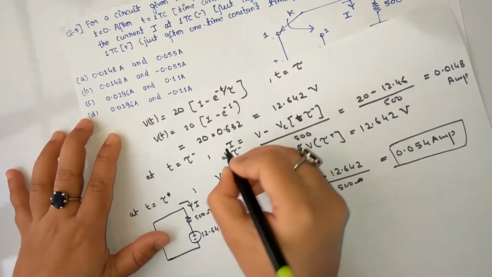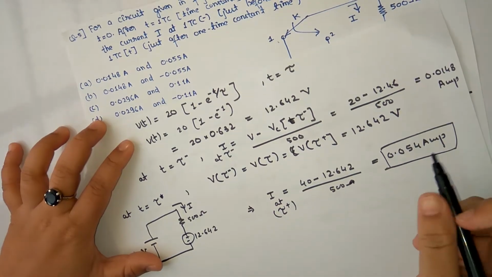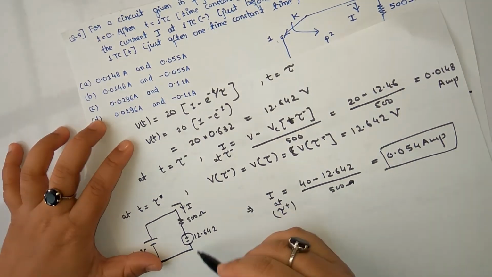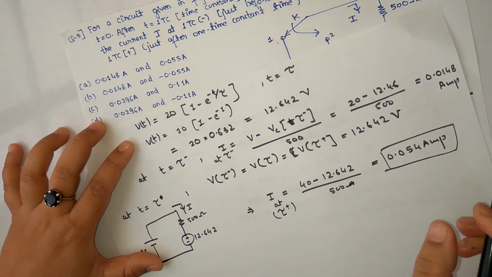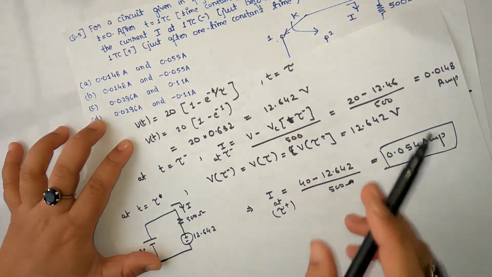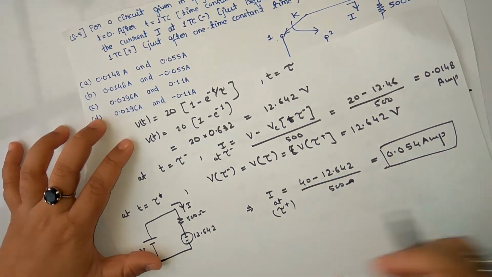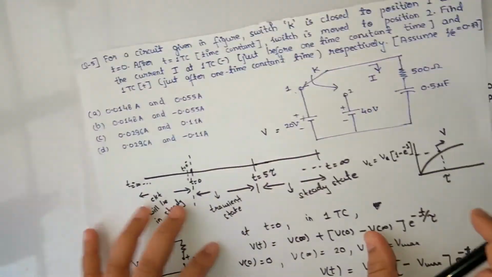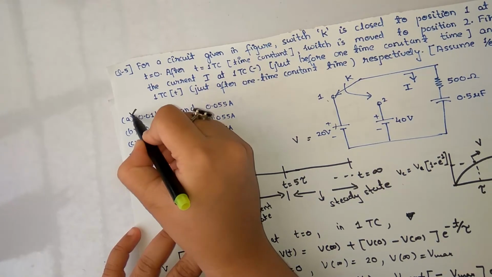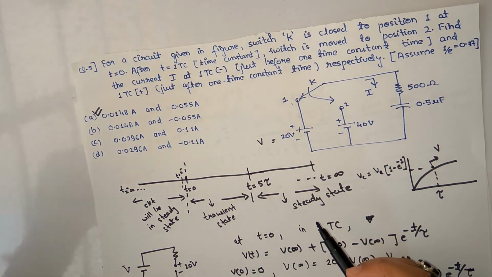So this is the current I at tau plus, and this is the current I at tau minus. We should know one thing: the voltage across the capacitor is a continuous function, but not the current. This is a very important point. Similarly, the current through an inductor is a continuous function, but not the voltage. Keep this in mind. Checking the options, option A is the correct answer. I hope this is clear. Thank you.